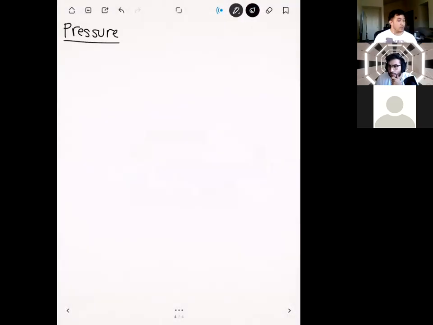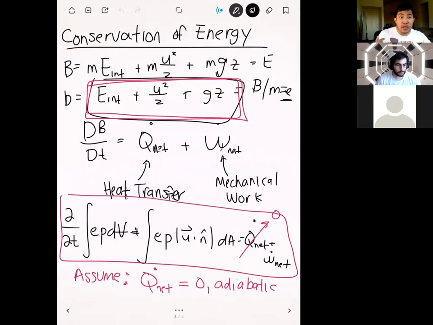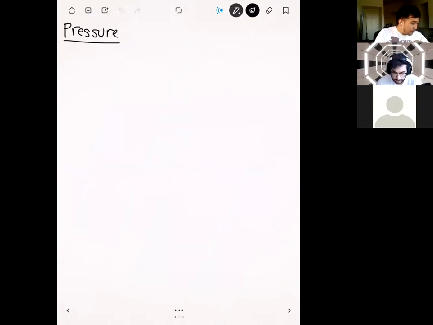So even though pressure is not a pure form of energy just by itself, right? And so when we formed our equation here for big B and little b, we didn't put pressure in there because pressure is not really a form of energy. Right? But pressure does have an effect on fluids, right? And the way that pressure has an effect on the energy of the fluid is that pressure can perform work on a fluid.